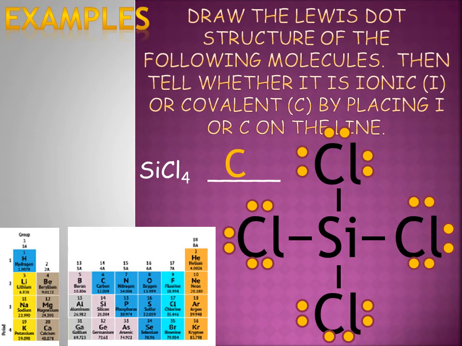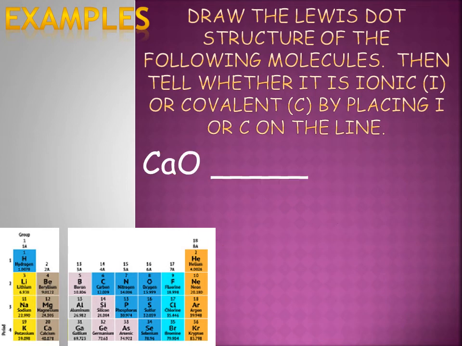We know it's covalent because they're both nonmetals. Okay, let's try another example. Again, the first thing you want to do is figure out whether it's ionic or covalent. The last one was covalent, so it was sharing electrons, and so let's look at this one. Calcium is right here on the left, and oxygen's right here on the right. So that means this is going to be ionic.